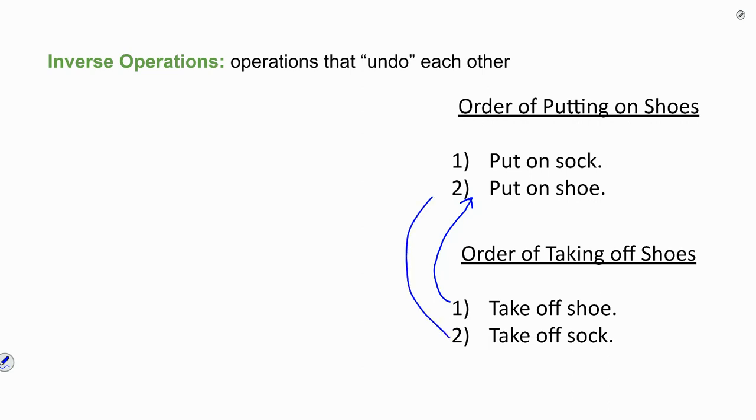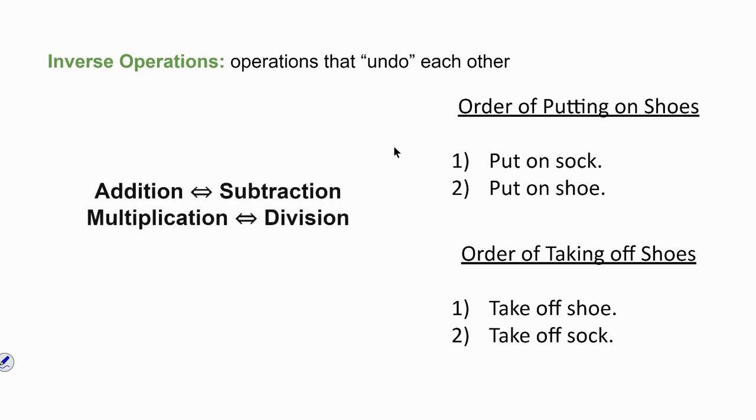And taking off my sock undoes putting on the sock. Those are inverse operations of each other. Now in math, we have inverse operations as well. And if you've been in a math class, you probably already know this, but the big ones are addition undoes subtraction and vice versa. So subtraction undoes addition. And multiplication and division, they are inverses. So to undo multiplication, we divide. To undo division, we multiply. So those are the big inverse operations we're going to be looking at.